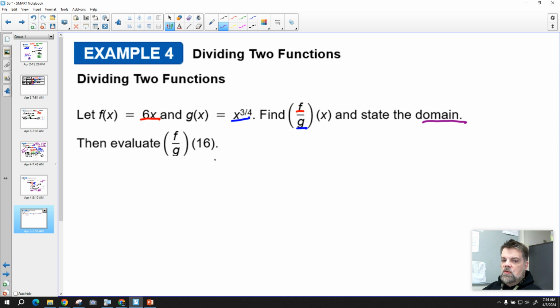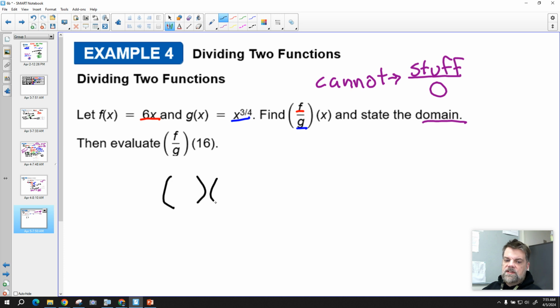Now remember, when we have a fraction, we're going to have some stuff on the top of the fraction, but the bottom cannot equal 0. So we cannot have a fraction with 0 in the denominator. So when we talk about the domain, we're going to have to think about what values of x will make the denominator equal 0. All right. So let's get started.